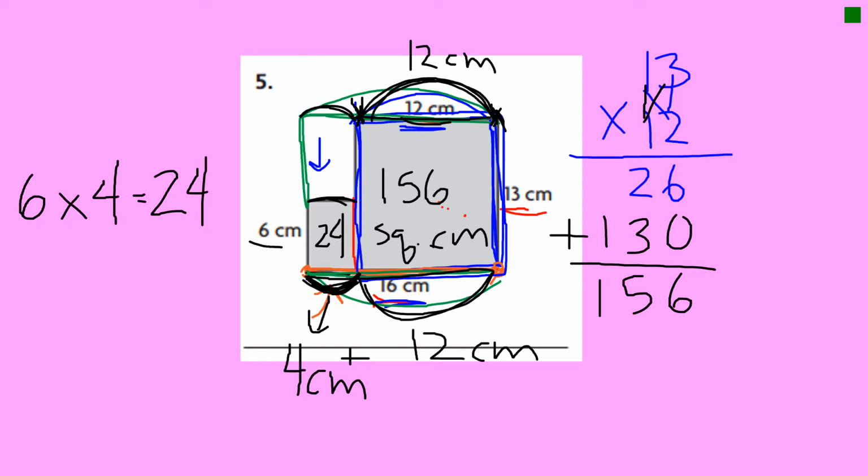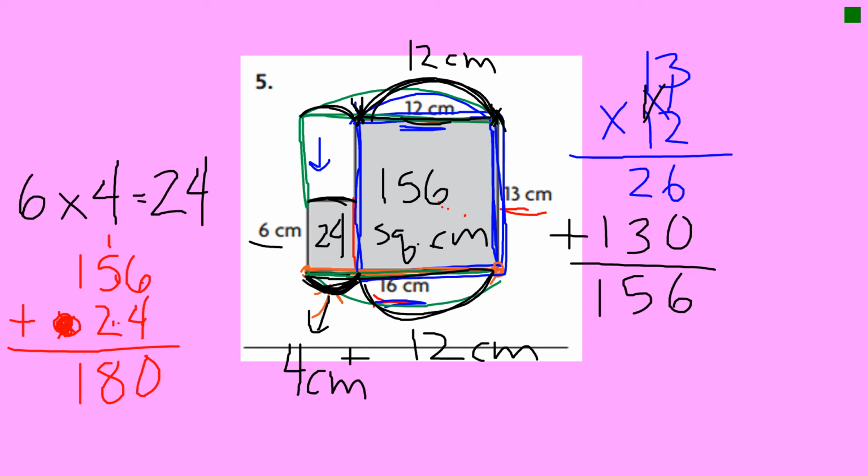So what do we do now? Combine the two areas of those rectangles. 156 square centimeters times, whoa, I just said times. We're not multiplying because we don't have 156 sets of 24, do we? No. We're just combining those two rectangles. Good gravy. Okay. 6 plus 4 is 10. And then 5, 6, 7, 8. And then 1 in the hundreds place.